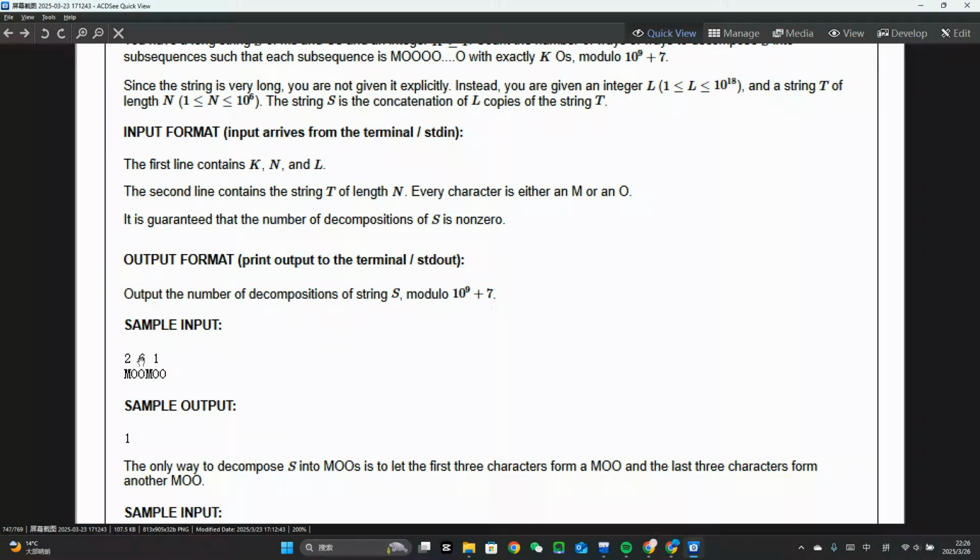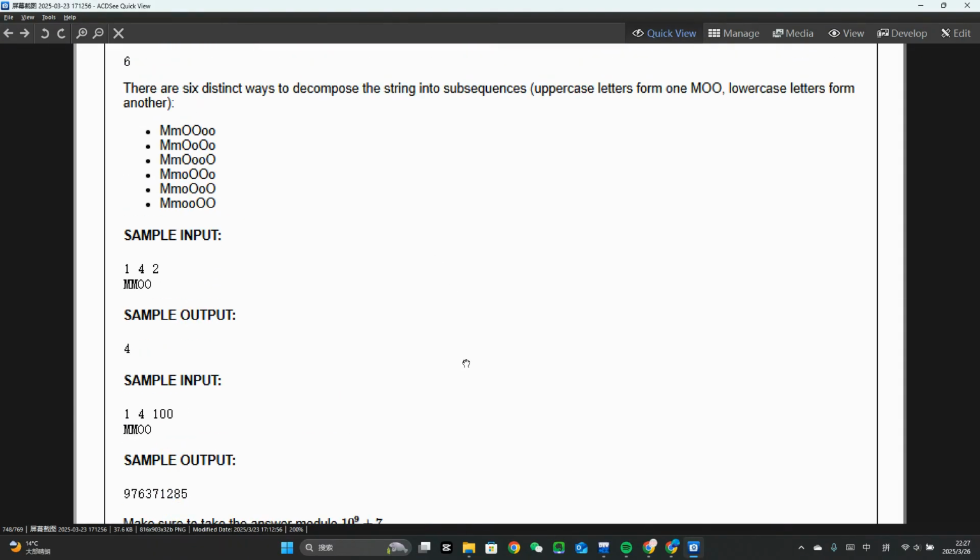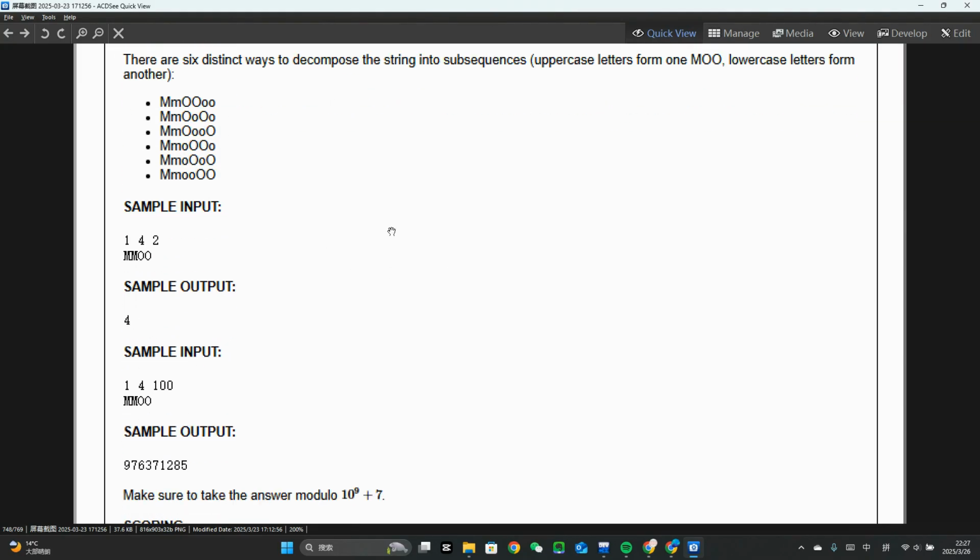A sample will be right here. This original string has length 6, so it's one mu, and each mu has to have 2 O's, and there's only one copy of this string, which is why there's only one way to do this. Another sample would be this one.